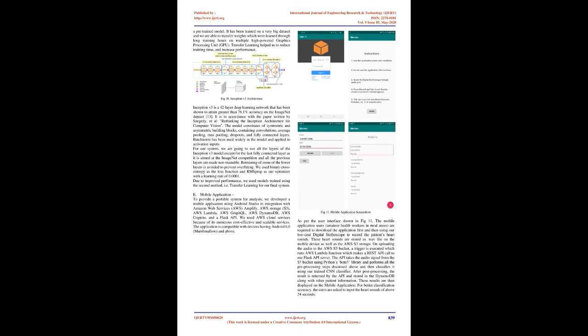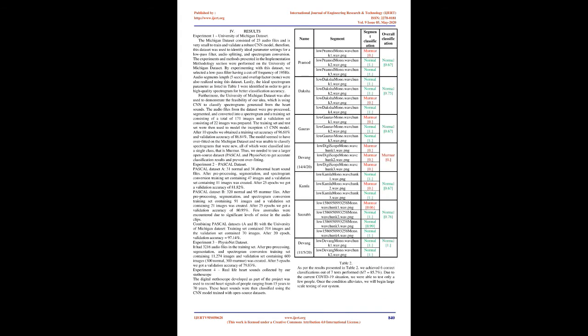Fig 10. Inception v3 architecture. Inception v3 is a 42-layer deep learning network that has been shown to attain greater than 78.1% accuracy on the ImageNet dataset. It is in accordance with the paper written by Szegedy et al., Rethinking the Inception Architecture for Computer Vision. The model constitutes symmetric and asymmetric building blocks, containing convolutions, average pooling, max pooling, dropouts, and fully connected layers. Batch norm has been used widely in the model and applied to activation inputs.